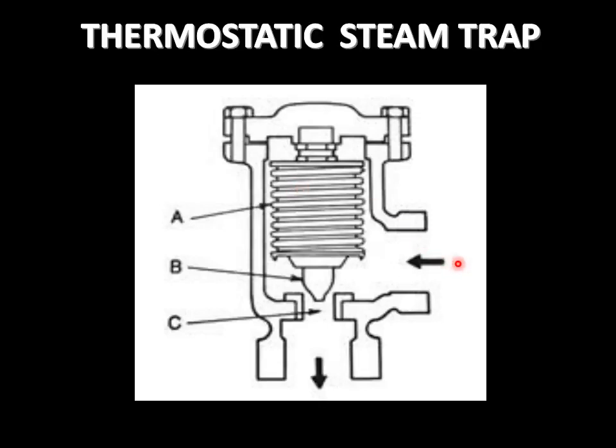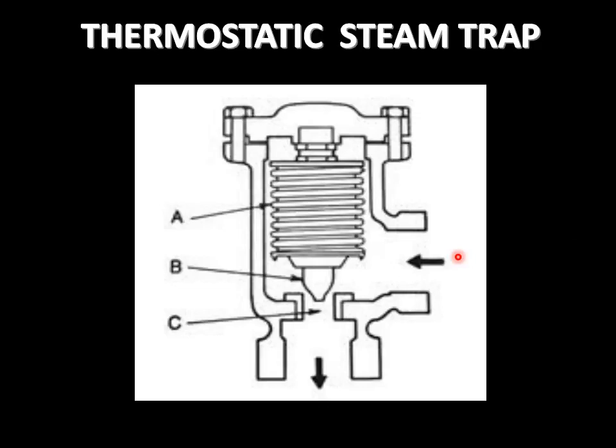So when there is condensate entering from this port, the temperature of the condensate is quite less than the steam itself. So when condensate enters, this bellow will contract and this port opens and the condensate begins to flow.